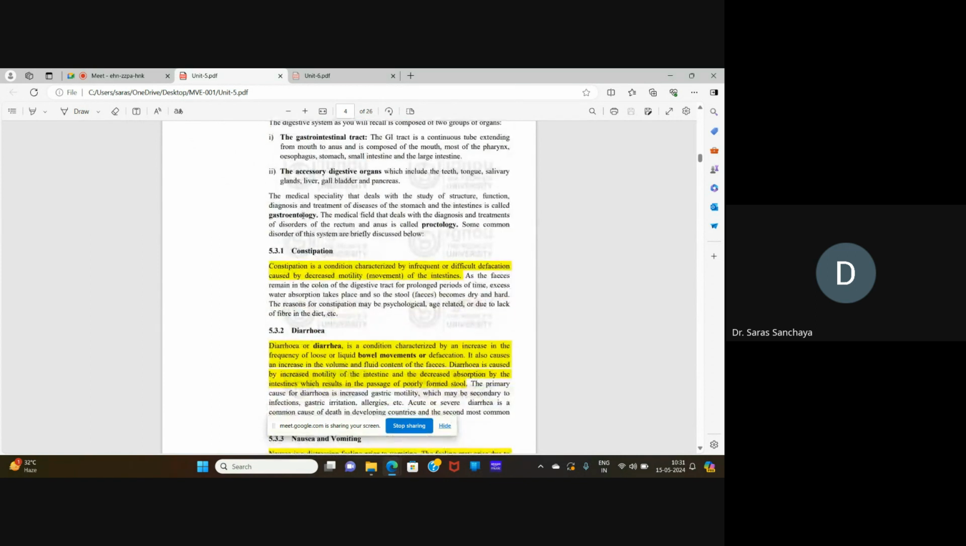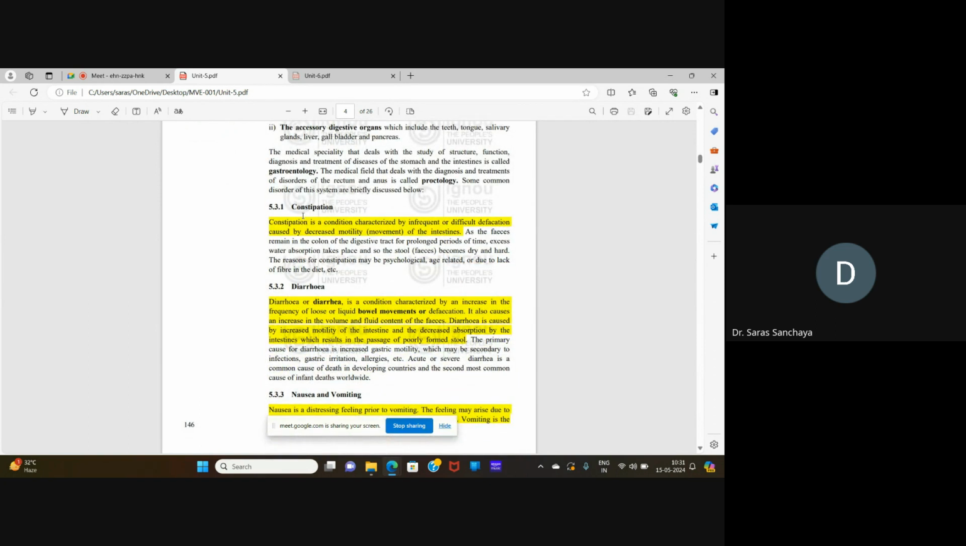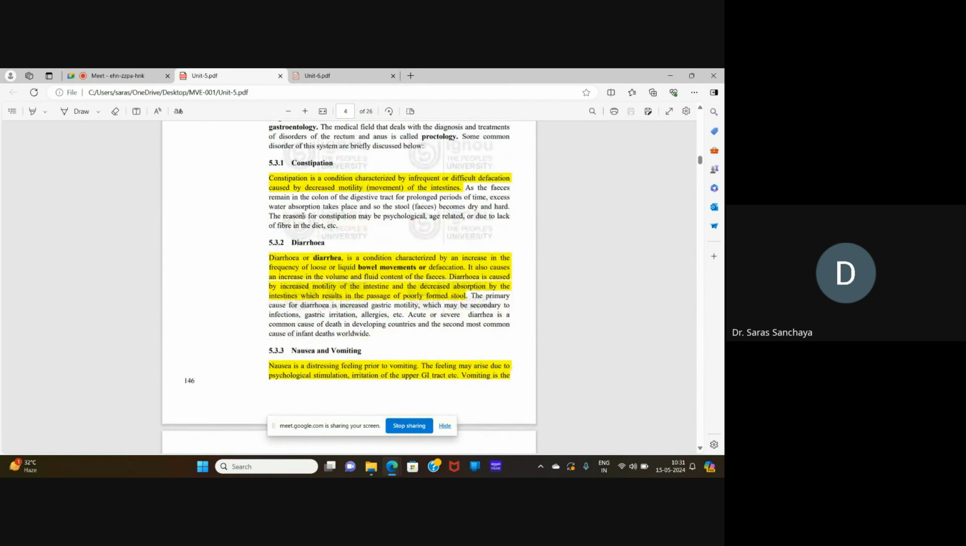Constipation. The first important disease is constipation. Constipation is a condition characterized by infrequent or difficult defecation caused by decreased motility movement of the intestines. Diarrhea. Diarrhea is a condition characterized by an increase in the frequency of loose or liquid bowel movements or defecation. It also causes an increase in the volume and fluid content of the feces. Diarrhea is caused by increased motility of the intestine and decreased absorption by the intestines, which results in the passage of poorly formed stool.